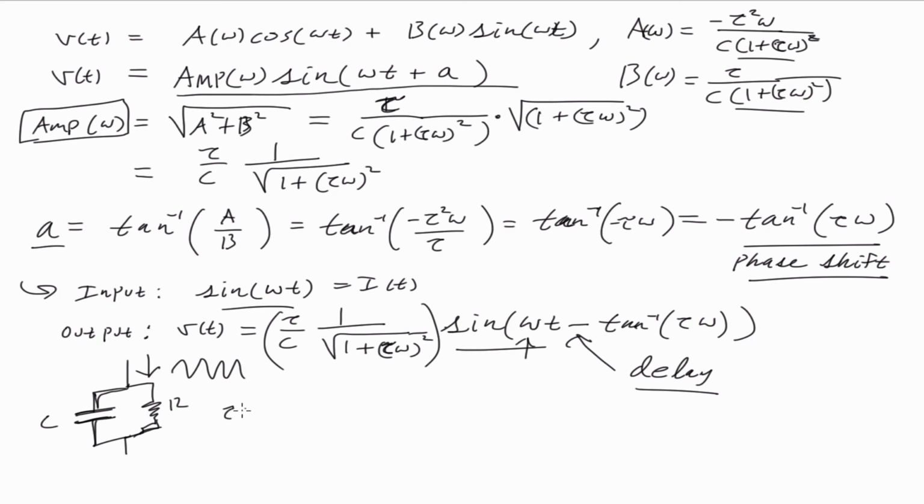Remember that tau is equal to R times C. So the bigger the capacitor or the bigger the resistor, they're both going to dampen the amplitude of this thing. The amplitude will get smaller and smaller if I change any of these constants. All right, so what we want to do now is get a clearer picture of what this looks like.